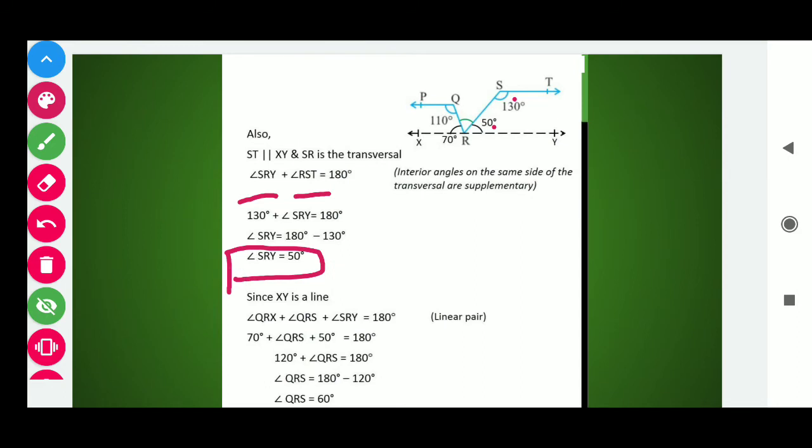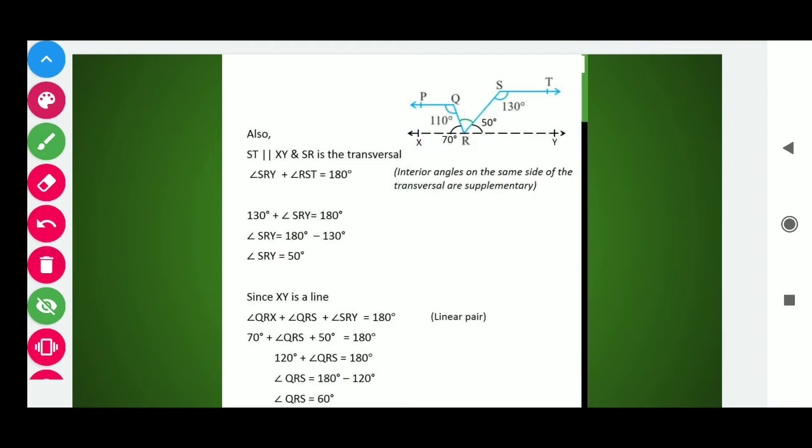Okay, so students, now we have to find QRS. You can see that XY is a straight line and all the angles, if we take together, that will make 180 degree again. In this way we have 110 plus 50 plus QRS is equal to 180 degree.